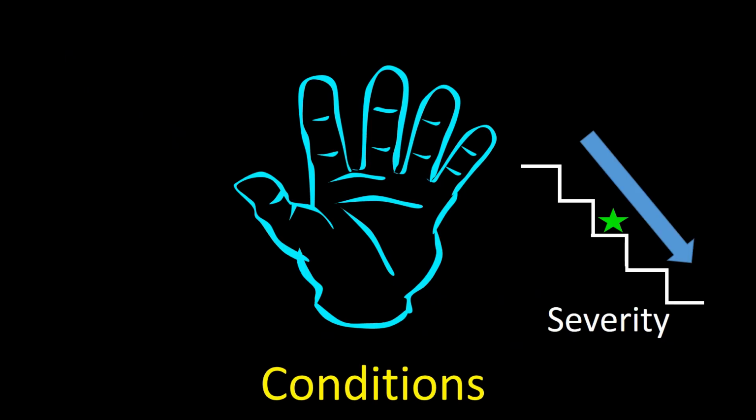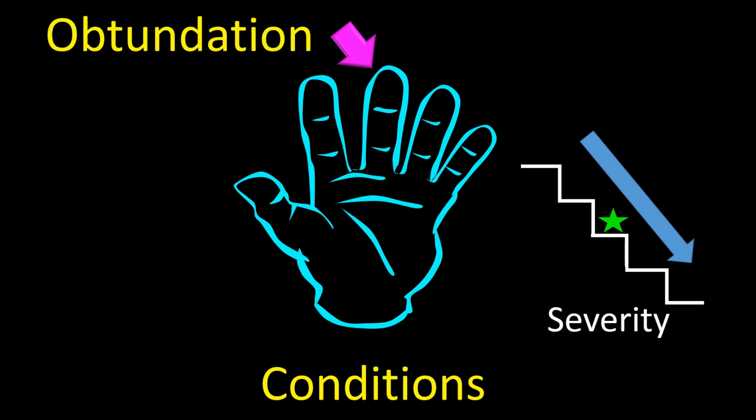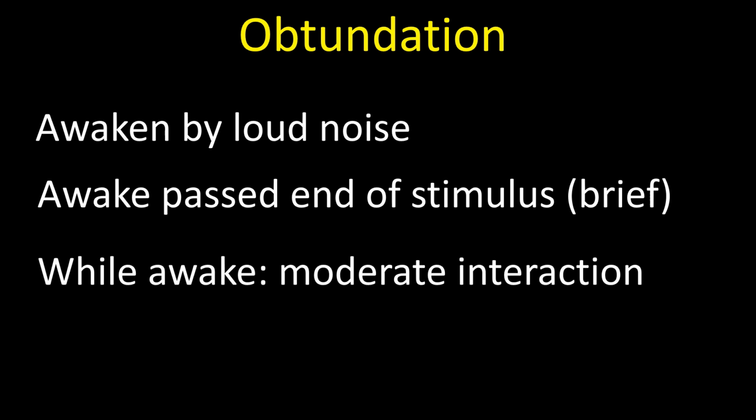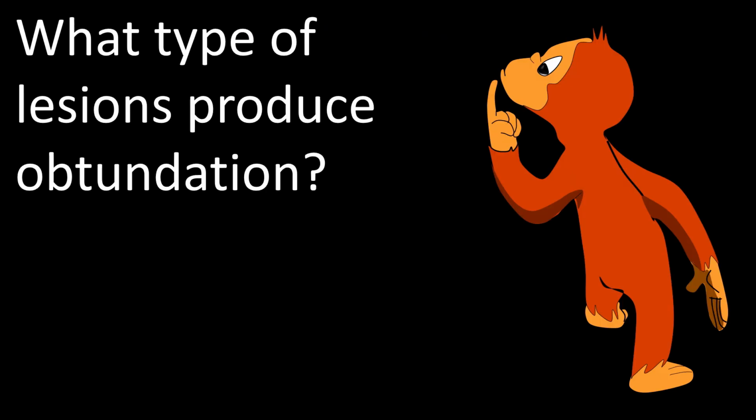After stupor, we will talk about obtundation. Obtunded patients are awakened by loud noise. The awake period lasts as long as the stimulus and a little bit after the stimulus stops. While awake, the interaction is moderate. Usually, they can say incongruent words and localize pain.